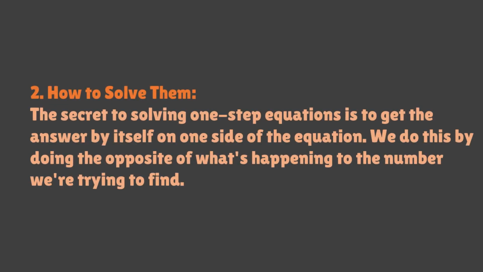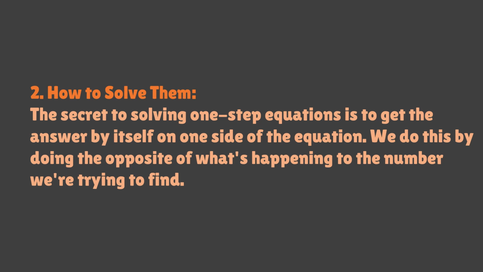How to solve them? The secret to solving one-step equations is to get the answer by itself on one side of the equation. We do this by doing the opposite of what's happening to the number we're trying to find.